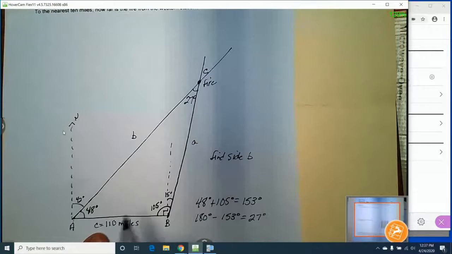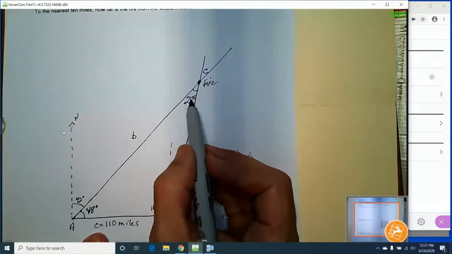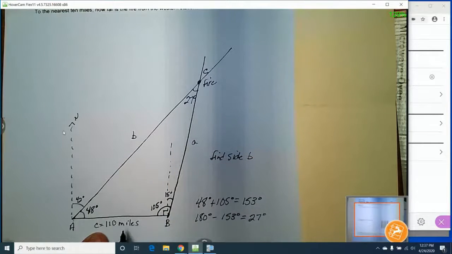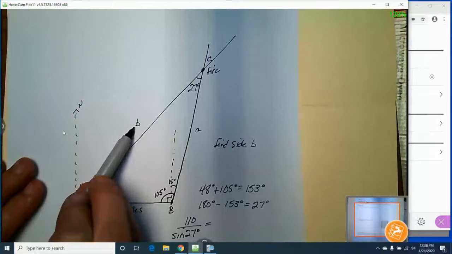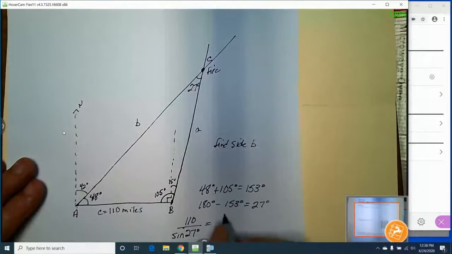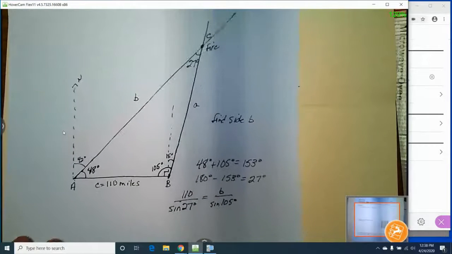Since we have side C, the reason we needed this angle is that now we have an angle and the side across from it. That means that we can use the law of sines. We always want to try and use the law of sines if we can, because it's easier to apply than the law of cosines. So from the law of sines, we would have side C over the sine of angle C. And what we're trying to find is this side. So we want to do side B over the sine of B. And B was 105 degrees. That's the setup for our equation.